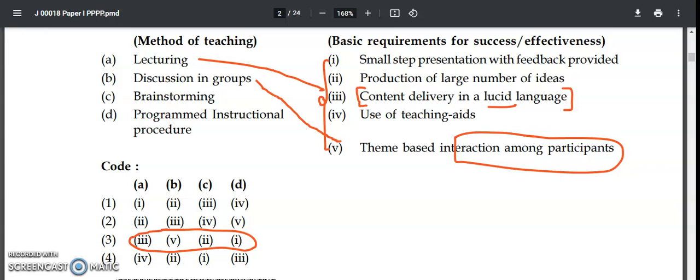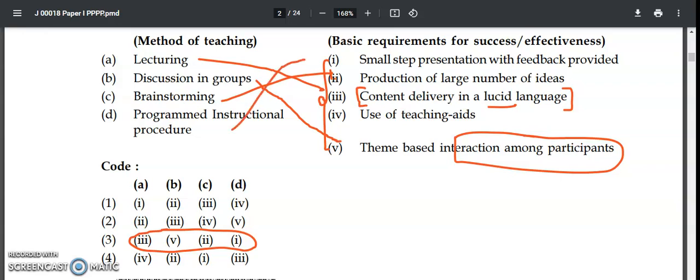Brainstorming is nothing but if there is any one problem, we will give that problem to a group of students to get different ideas to overcome that problem. So brainstorming is nothing but production of a large number of ideas to overcome the present problem, whatever it is.